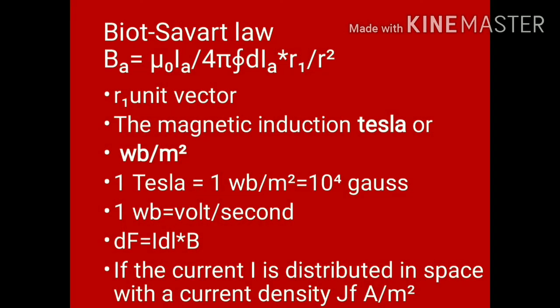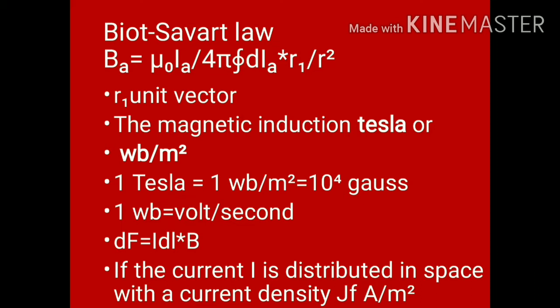By Biot-Savart law, B_A equals mu naught I_A divided by 4 pi integral of dI_A times R1 divided by R square. R1 is the unit vector. Magnetic induction: tesla or weber per meter square. 1 tesla equals 1 weber per meter square equals 10 power 4 gauss. 1 weber equals volt second.